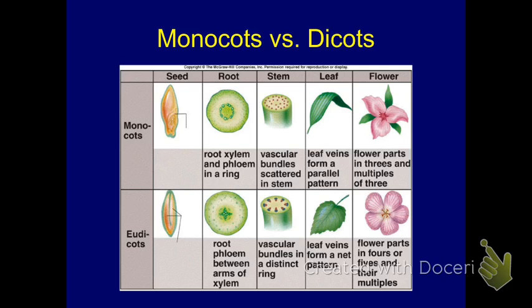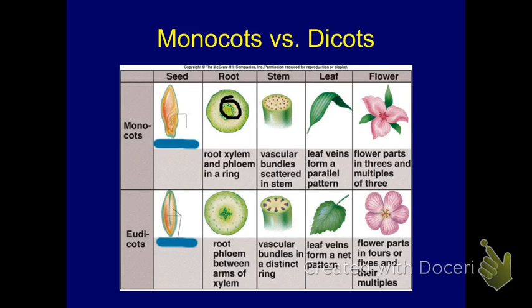Like I was just saying, you have the seed halves, and that's really what it's named for. Monocot, prefix meaning one. There's one seed part in a monocot. And a eudicot, or a dicot, has two seed halves. In the roots, monocots have the xylem and phloem in a ring. You can see it right here.